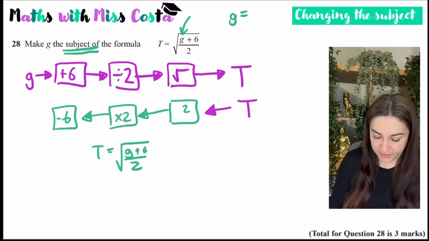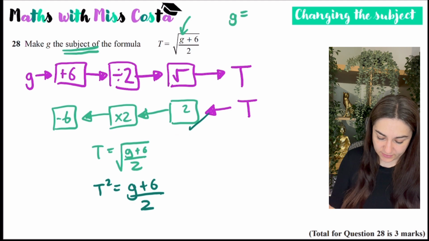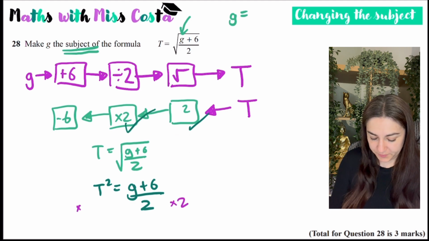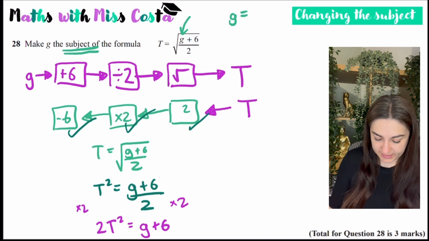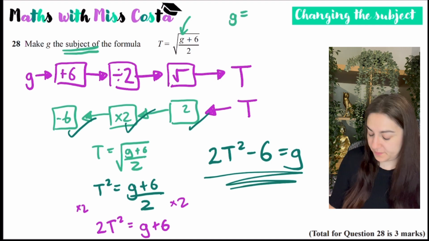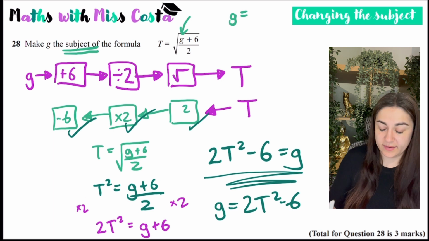I know the first thing I'm going to need to do is square both sides. So t squared is going to become (g plus 6) divided by 2. I'm then going to need to times both sides by 2. So that would become 2t squared equals g plus 6. And then the final thing I need to do is subtract 6. So 2t squared take away 6 equals g. And it doesn't matter which way you write it, g equals 2t squared take away 6, both the same.